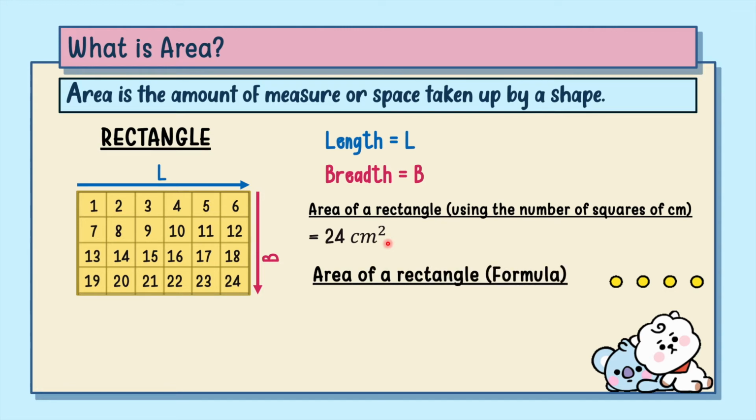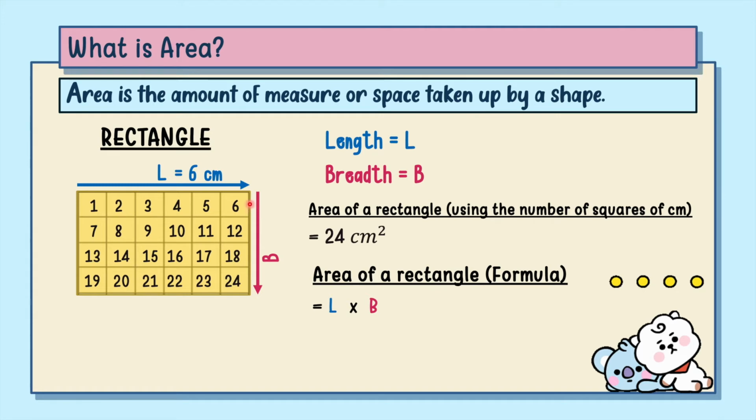Now, how about if we find the area of a rectangle but using the formula? Remember, area of a rectangle, the formula is, I can easily find it as length times breadth. So for example here, the length is 6 cm. How do I know that it is 6 cm? Because I count the number of squares inside. So 1, 2, 3, 4, 5, 6. So 6 centimeter. And then what is the breadth?